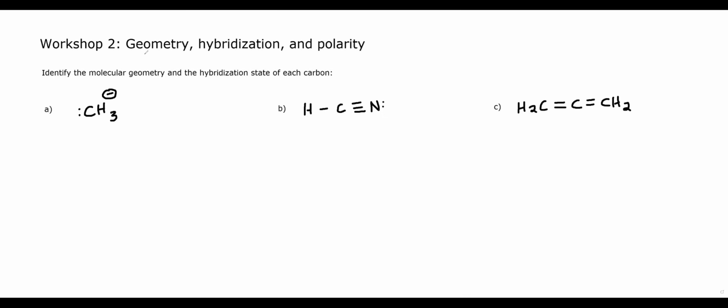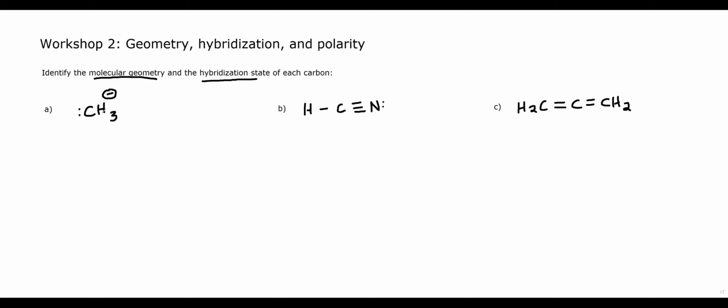Today's workshop will focus on molecular geometry, hybridization, and polarity. So the first question here, we have these three molecules drawn as Lewis structures, and what we're asked to do is identify the molecular geometry as well as the hybridization state for each carbon.